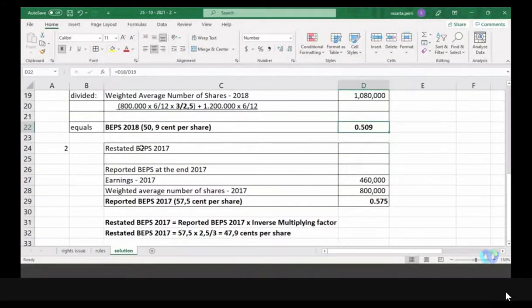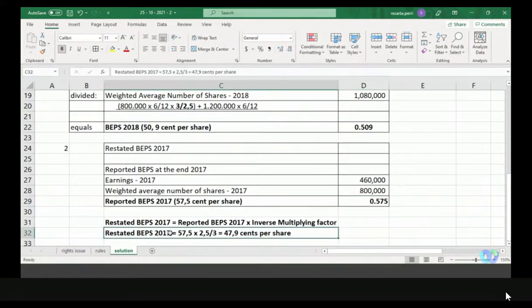Simply, we can calculate the restated value of basic earning per share by multiplying the previously reported earnings per share at the end of 2017 with the inverse multiplying factor. Okay? So what we calculate over here is the reported basic earning per share. We calculate that as 57.5. And if we apply the inverse multiplying factor, that would give us an amount of 47.9 cents per share.